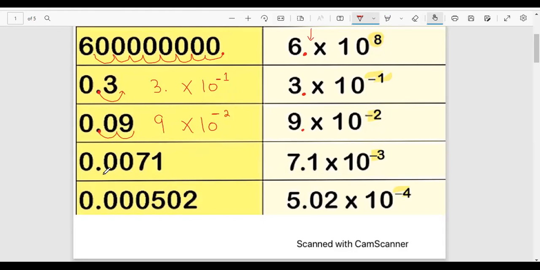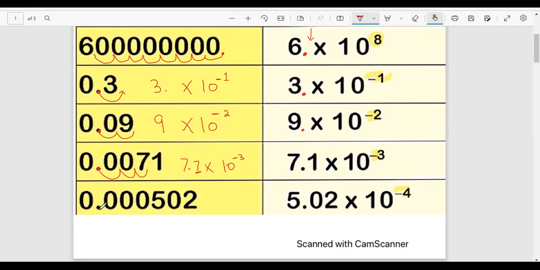Similarly, if I talk about the second last example, this is my decimal. I'll move it 1, 2, 3 and only 3, right? Because I need to convert it to the standard form again. 1, 2 and 3. So it would become 7.1 multiplied by 10 power something, and that something would be -3 because I've moved the decimal towards the right side. That is why I got the minus sign and I've moved it 3 units. So it would be -3.